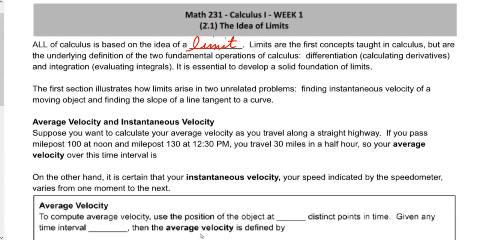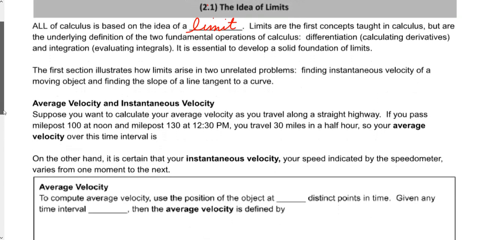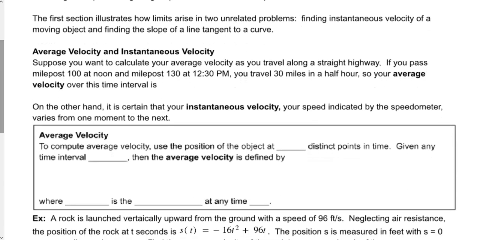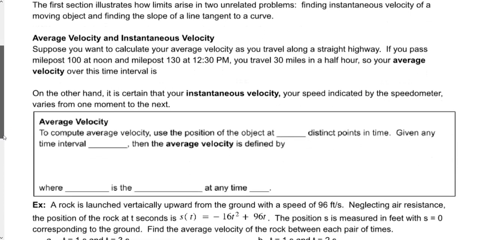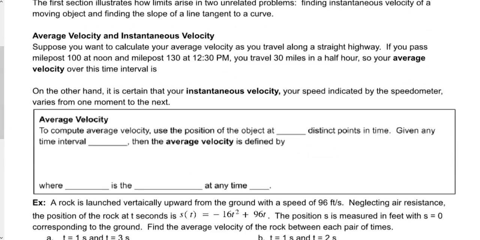through this course. The first section illustrates how limits arise in two unrelated problems, first by finding the instantaneous velocity of a moving object, and then by finding the slope of a line tangent to a curve. Those are some big ideas that we will really hone in on later. Average velocity and instantaneous velocity. I'm going to do them together because they end up having the same idea when we talk about average velocity and instantaneous velocity.